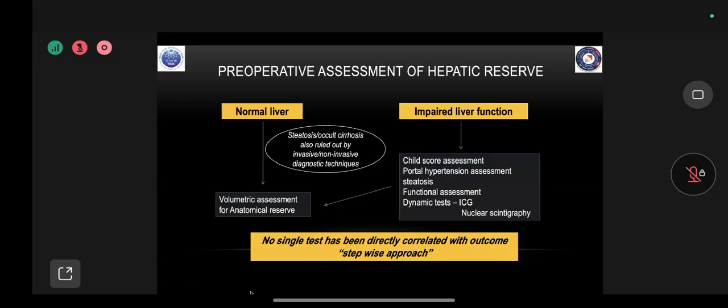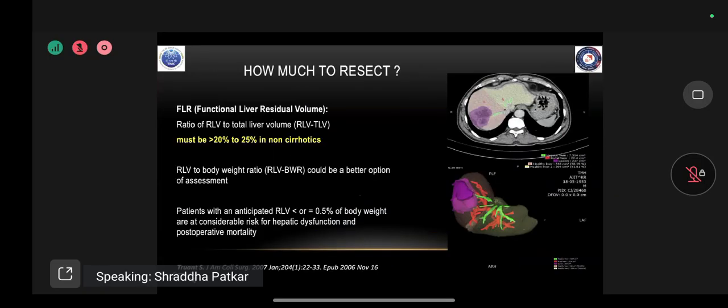We have started using the ICG in the last 4-5 years. But the variety of tests says that one single test is not enough. You may use a combination of the above to arrive at an optimal assessment of whether the patient is a candidate for a major liver resection.